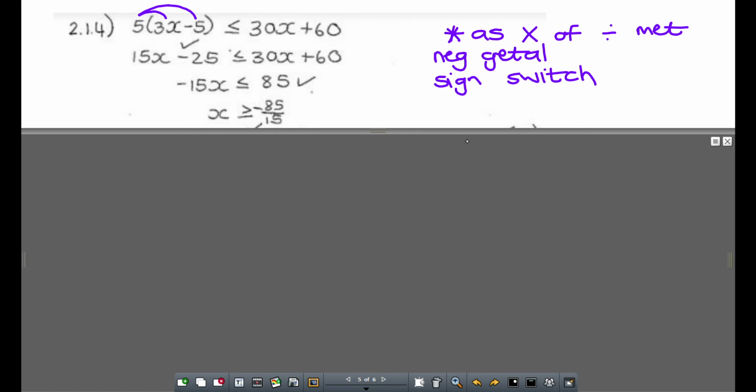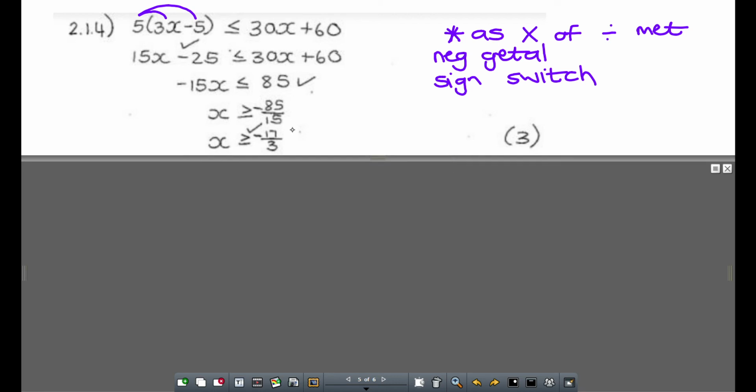Goed, wat ek nou wil hê jy moet vir my doen, is net eers daai vereenvoudig. And how do we do that? People, remember, you just put it in your calculator and say equal. Nee, jy tik in minus 85 op 15 en is gelyk aan, and it will automatically give you the simplified fraction. So x is greater than or equal to minus 17 over 3. Enige vraag?